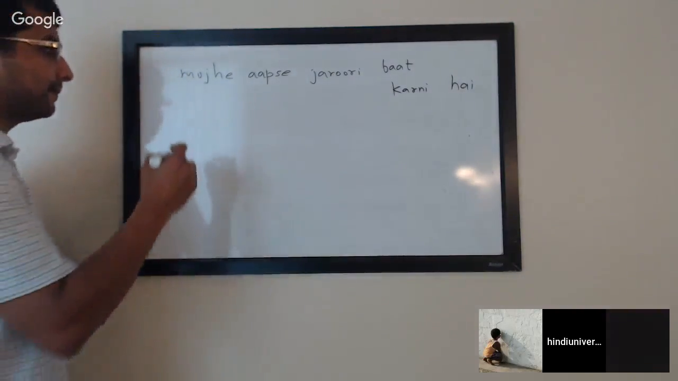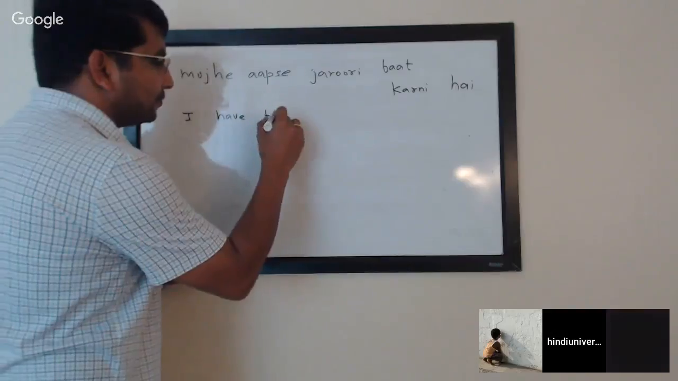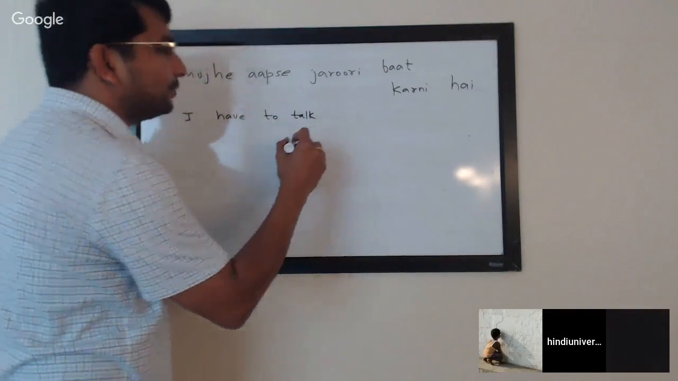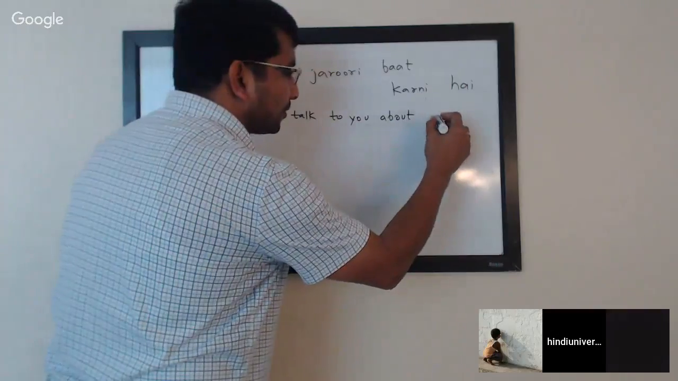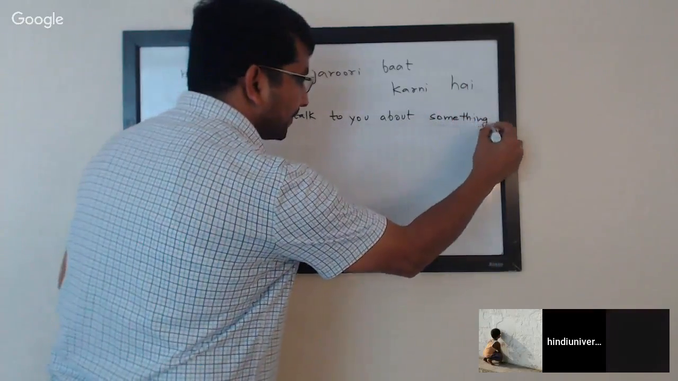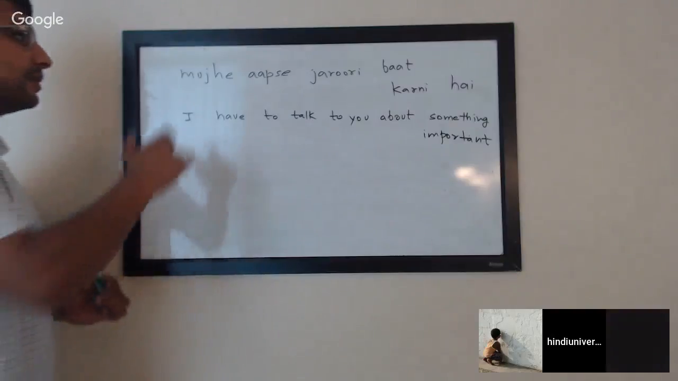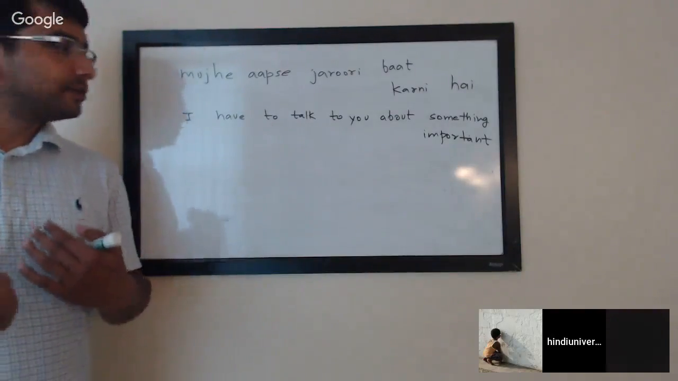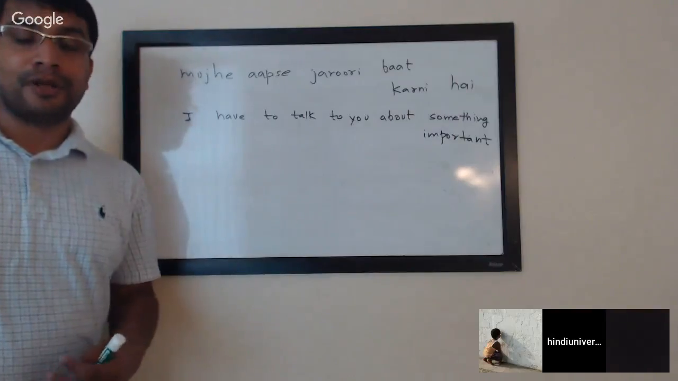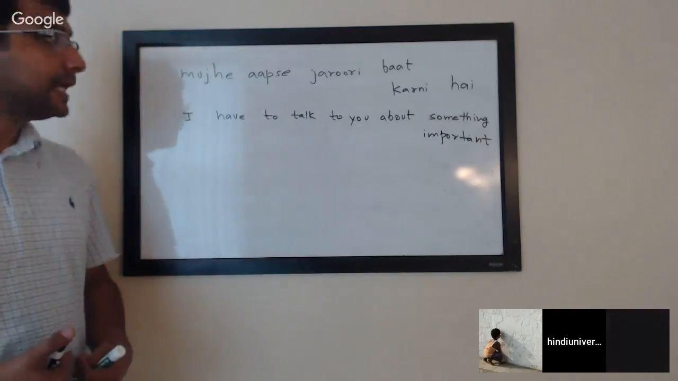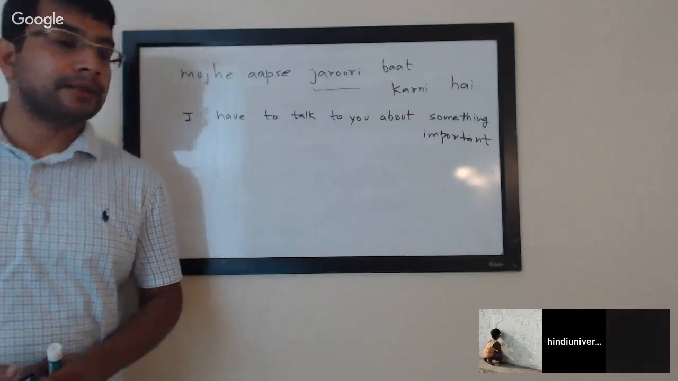I have an important thing to talk to you about. I have to talk to you about something important. Around the same line, right? It's not the same literal translation, but mujhe is nothing but mujhko, like aapse, okay? Mujhe aapse baat karni hai would be, I want to talk to you. Zaruri baat karni hai is nothing but important. I want to talk to you on something important, okay?